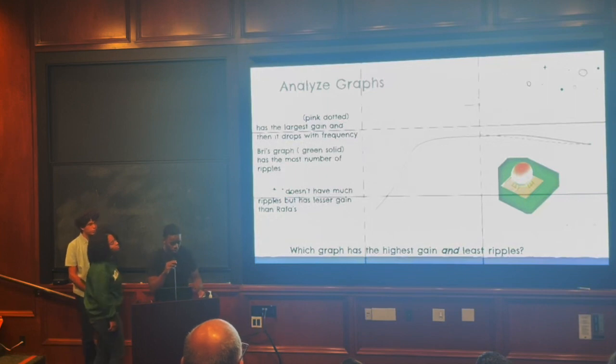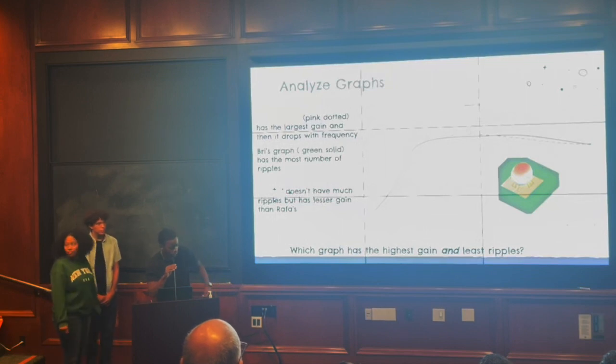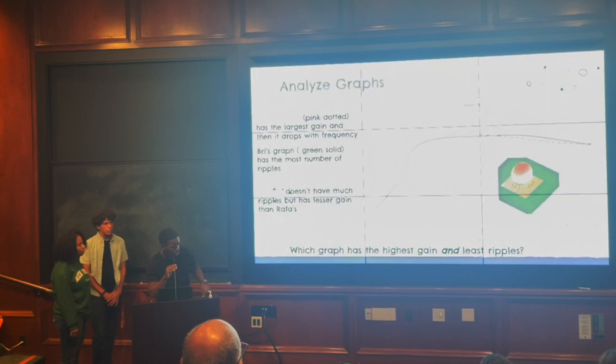So the graph that Bridges described was that data over at the top, and the data right here is in relation to this X right here and towards the middle yellow region. So Rafa's graph was the pink dotted line with the largest gain, but it dropped with frequency. Bree's graph is the green solid line and it has the most ripples. My line is the purple dotted line. It doesn't have many ripples, but it also has less gain than Rafa's. So the pink graph ended up having the highest gain with the least ripples.